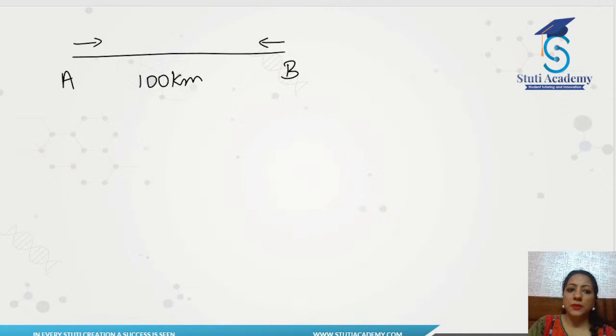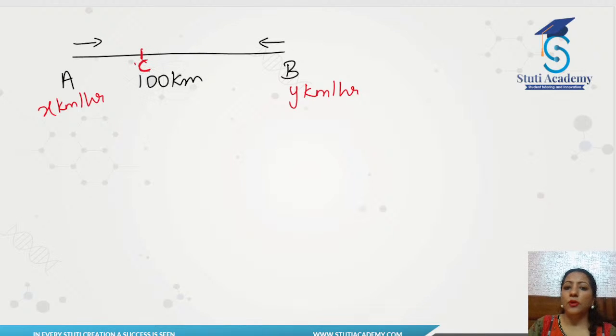Now let us take the speed again as the same. There's no change in the speed. The speed of this car is x kilometer per hour. This is y kilometer per hour. Let's say that they're meeting somewhere at this point. I'm just randomly taking any point C. Please notice C is not the midpoint of AB. Nowhere it is mentioned in the question. C is any point. Let us take that they are meeting at point C here.